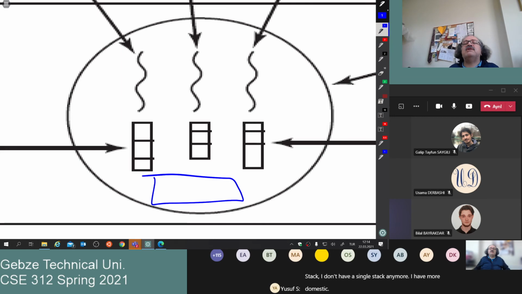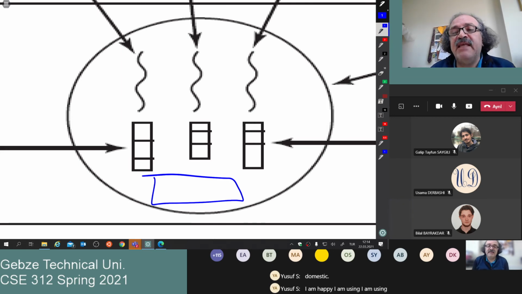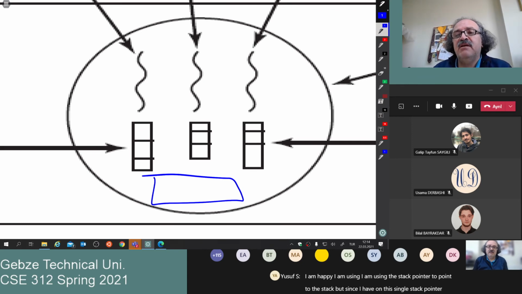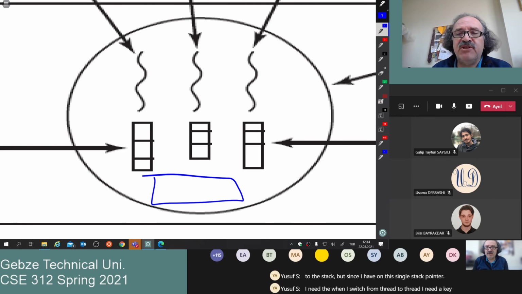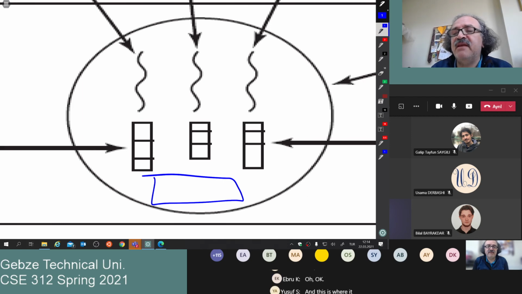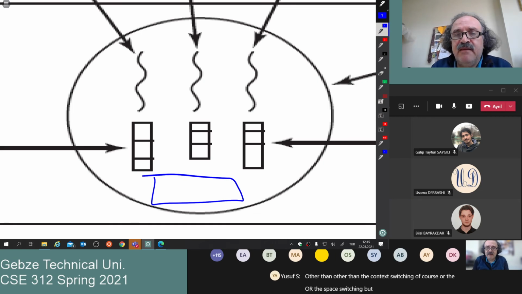And I am using the stack pointer to point to the stack, but since I have only a single stack pointer, when I switch from thread to thread, I need to keep all that information in a thread table. And this is very similar to switching between two processes, other than the context switching, of course, or the space switching. But again, my CPU can handle only a single thread at the same time.